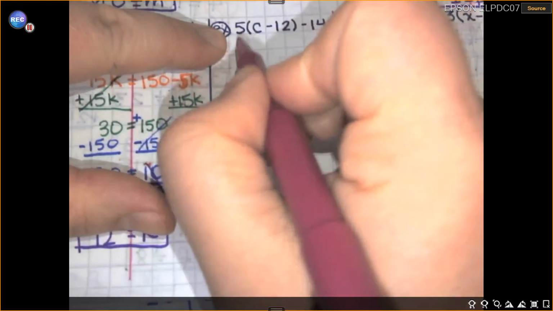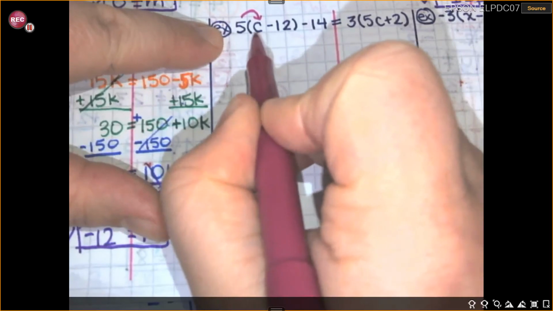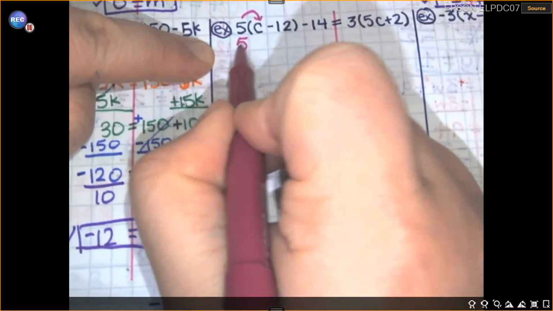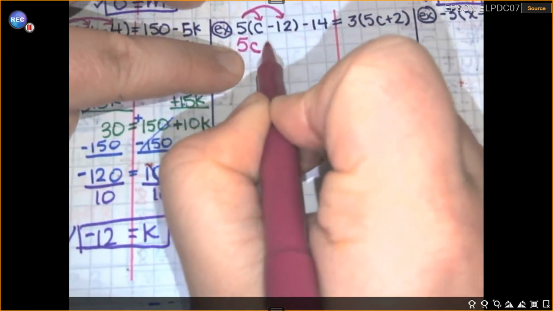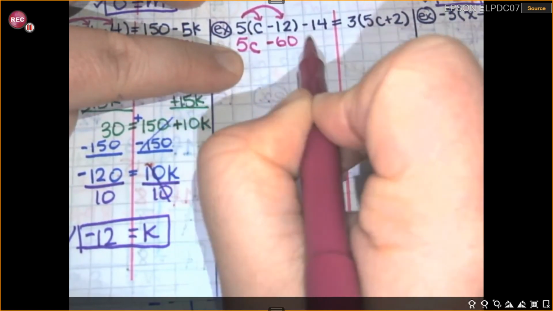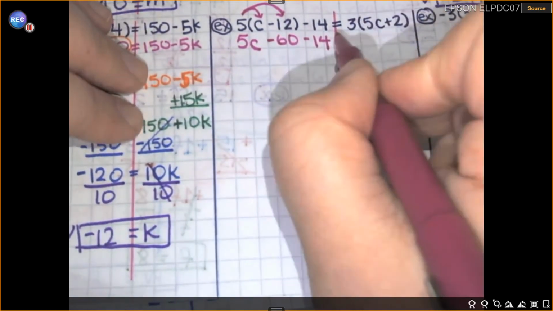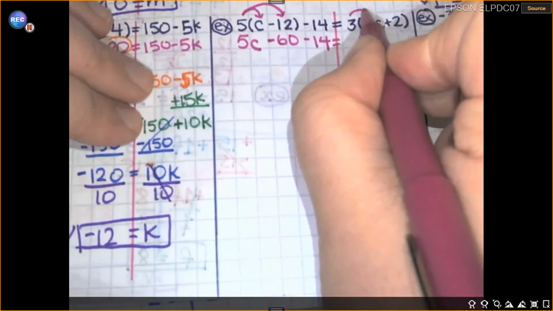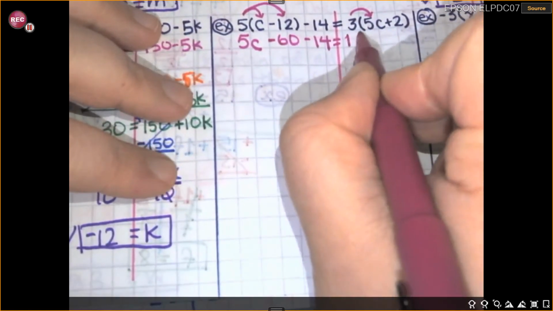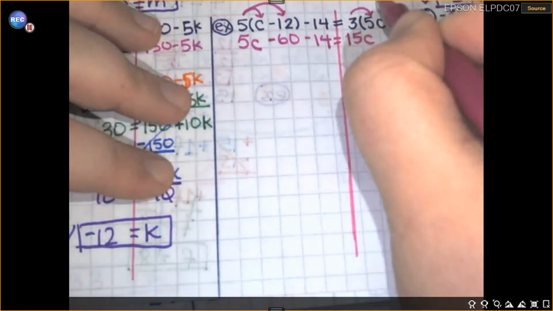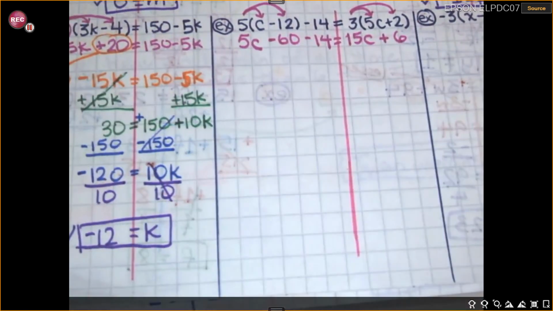I'm going to start with this one. It's a positive 5, and I'll do positive 5 times c. So this is really easy when there's no number with it because it just becomes 5c. And then 5 times negative 12 is negative 60, and then minus 14. Okay, and then equals, and then this on the other side, take the 3 and distribute it. So 3 times 5c, we do 3 times 5 is 15, bring the c with it, and then 3 times positive 2 is positive 6.